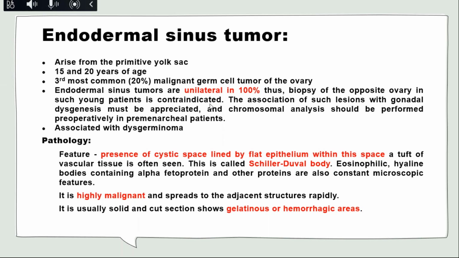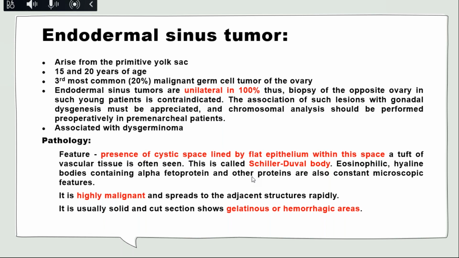From the very beginning of our medical life, we are very familiar with this term, the Schiller-Duval body. This is the feature of endodermal sinus tumor, and often the exam gives questions related to endodermal sinus tumor, and they actually do not mention the term Schiller-Duval body.